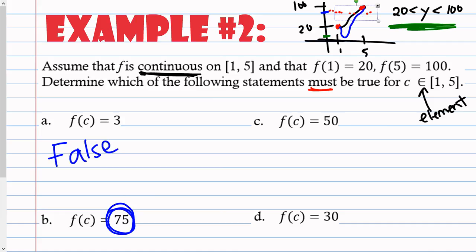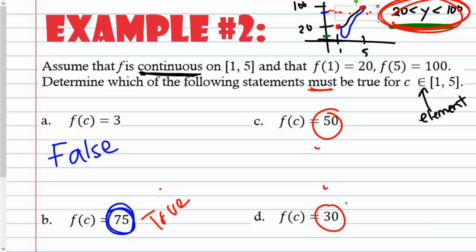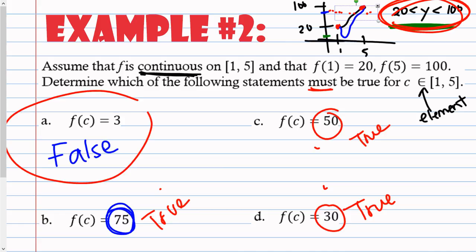And hopefully your brain's like, no, of course not, duh. This is continuous. We can't skip over numbers. So B is true. And if you pay attention to C and D, they also fall under the same exact rule, because 75, 50, and 30, all three of these numbers are in between 20 and 100. So these are all true. So this could be a multiple choice question, but the question would be, determine which of the following statements is not true. And then your answer would be A, for example.